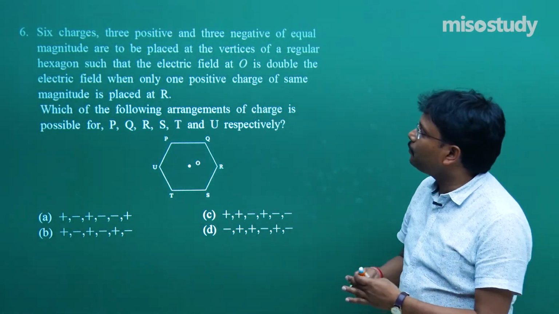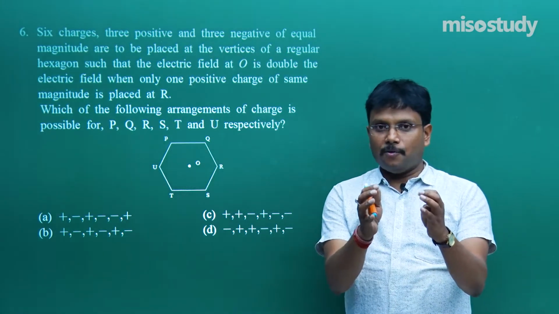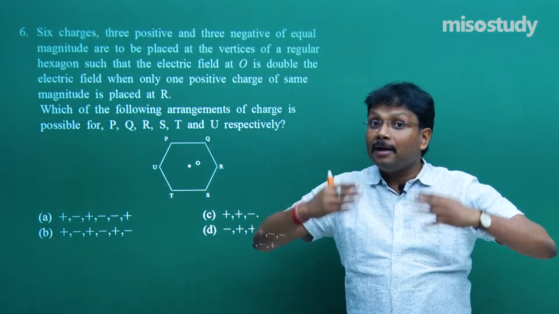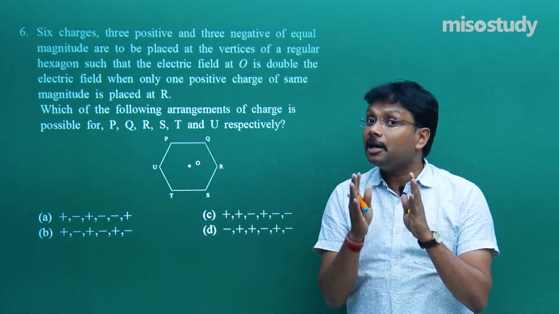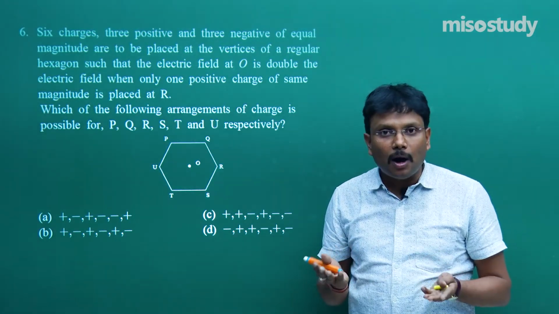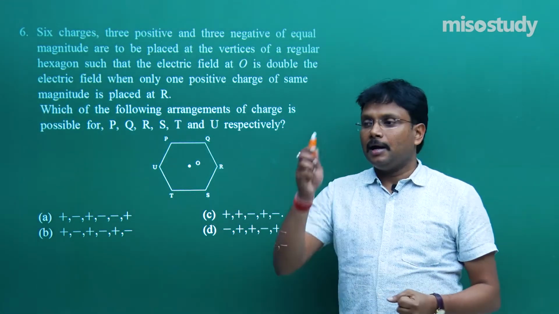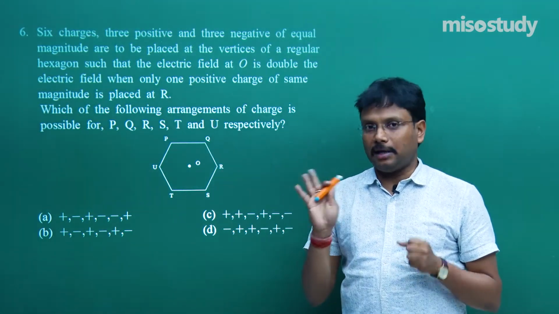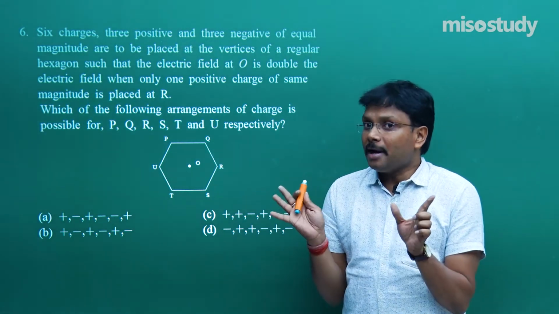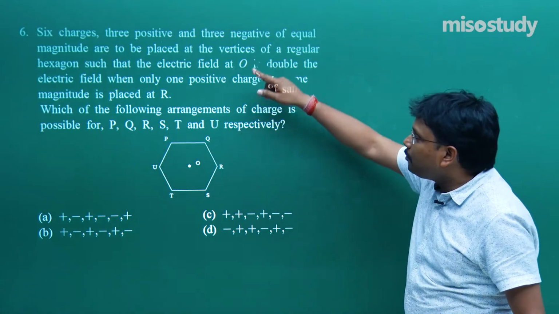Now listen carefully. 3 positive, 3 negative. We can surely arrange them in a fashion where the net electric field is going to be 0. Why? Positive, positive, positive, negative, negative, negative. Equal combination, equal magnitude. Yes, definitely a situation possible. So we have to start from this approach.